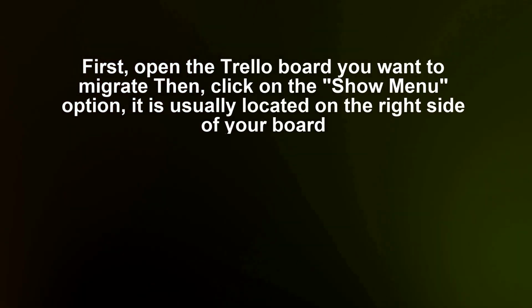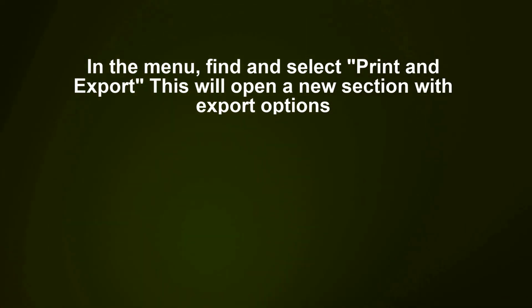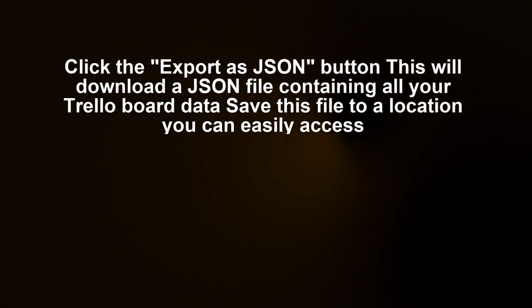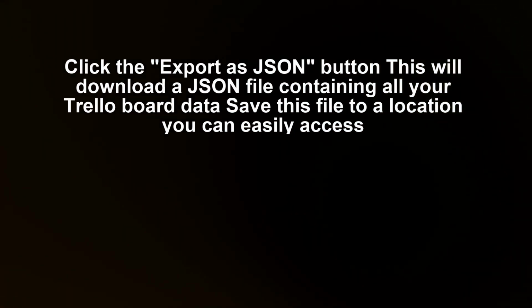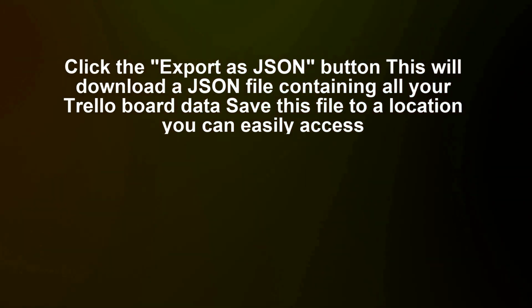It is usually located on the right side of your board. In the menu, find and select Print and Export. This will open a new section with export options. Click the Export as JSON button. This will download a JSON file containing all your Trello board data. Save this file to a location you can easily access.